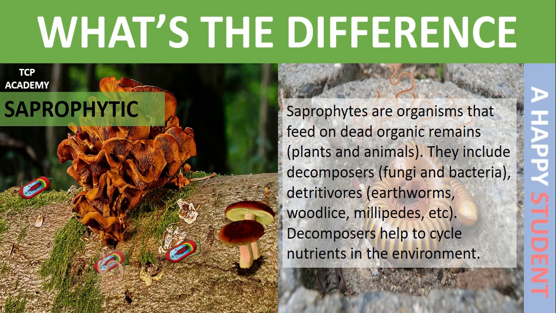Interestingly, here we're looking at saprophytic nutrition, and saprophytic nutrition refers to the organisms that feed on dead and decaying organisms, or the dead remains of organisms like plant and animals. They include decomposers, which are usually the fungi and bacteria, and detritivore, which include earthworm, woodlice, millipede, just to name a few. Decomposers are indeed important as they help to cycle nutrient in the environment.